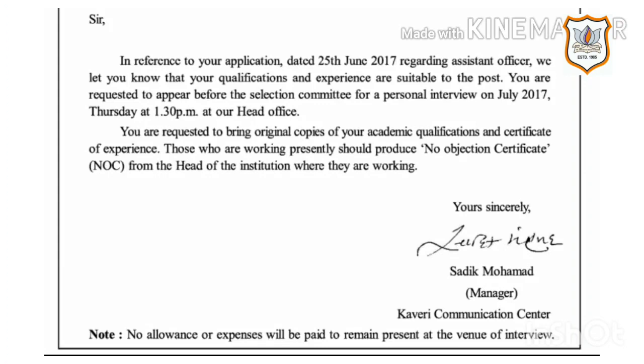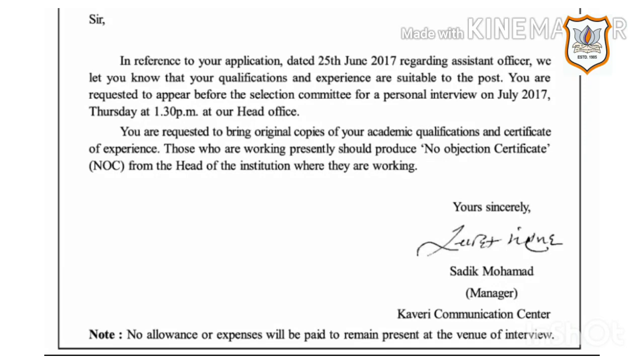You are requested to appear before the selection committee for a personal interview on July 2017, Thursday at 1:30 p.m. at our head office. You are requested to bring original copies of your academic qualifications and certificate of experience. Those who are working presently should produce no objection certificate, NOC, from the head of the institution where they are working. Then on the right hand side, closure, yours sincerely, name, designation and signature.